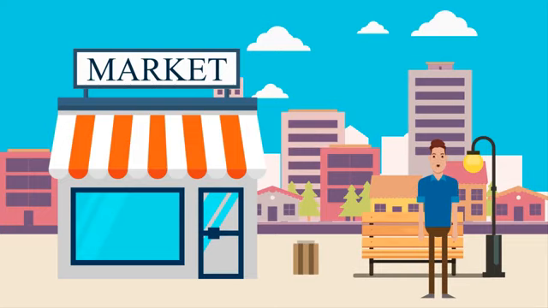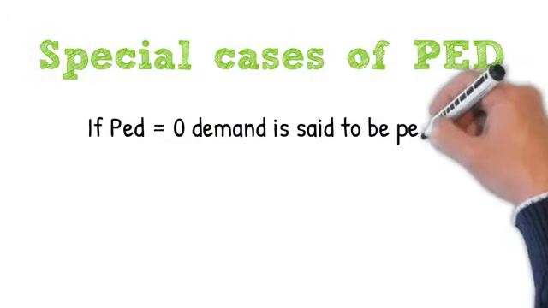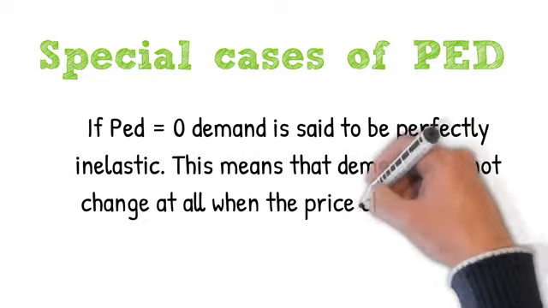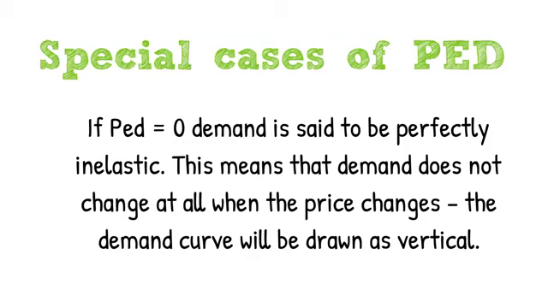PED in the short term is said to be inelastic. This is because it takes time for consumers to find substitute goods. If PED equals 0, demand is said to be perfectly inelastic. This means that the demand does not change at all when the price changes. The demand curve will be drawn as a vertical. Imagine tickets to a concert where the quantity is limited.